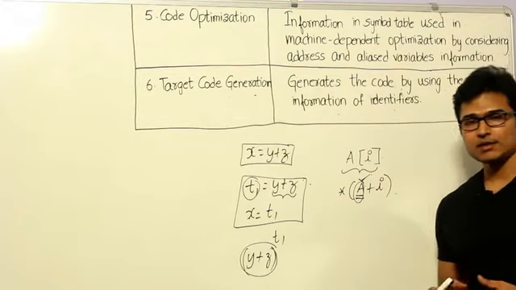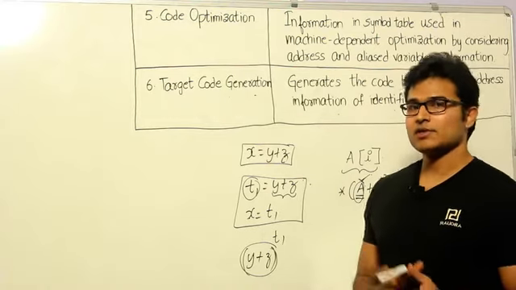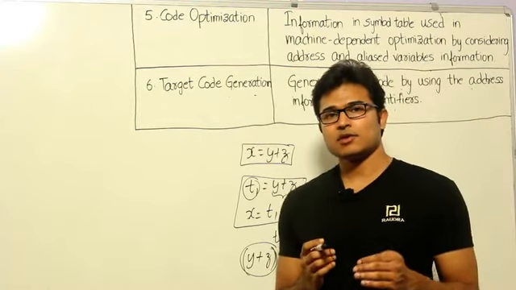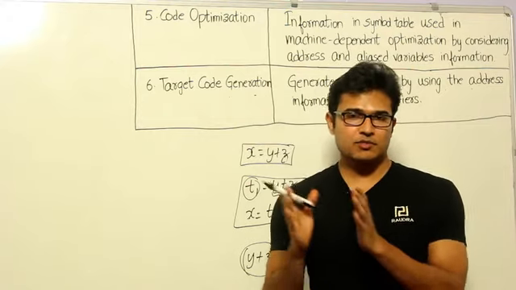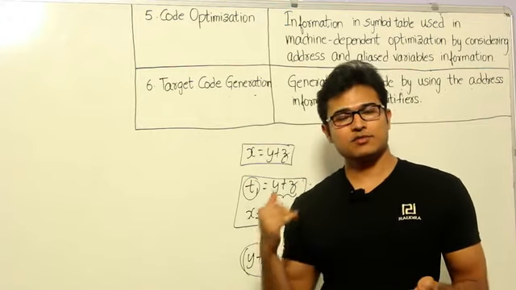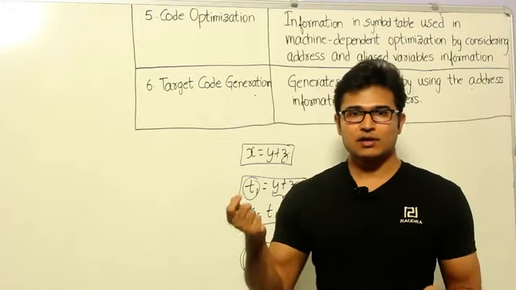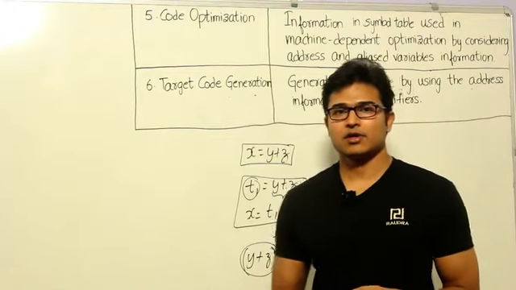So every phase is going to use the symbol table for some purpose. Analysis phases are mainly going to use it to update the symbol table or to collect the information and put it there, and all the next phases are going to use the information in order to generate the required data. Okay, fine.